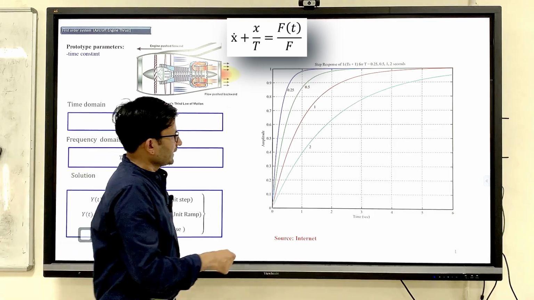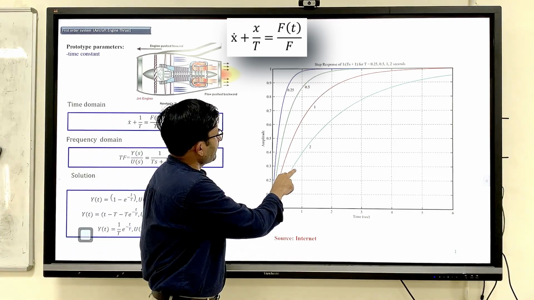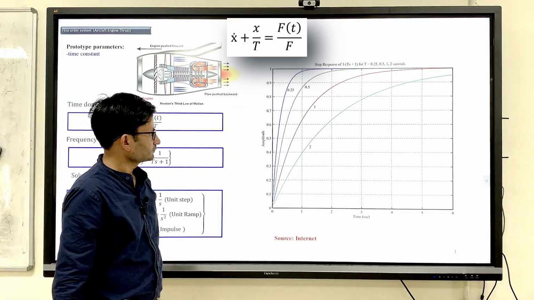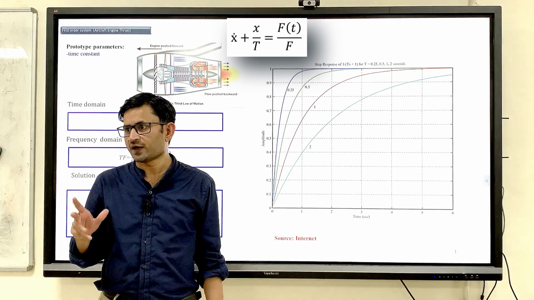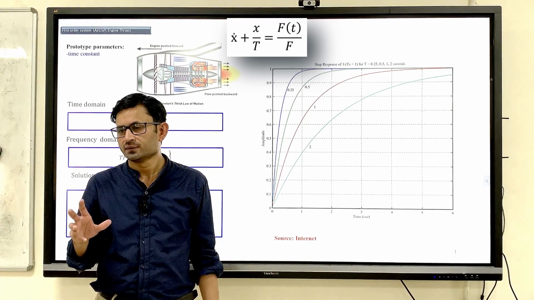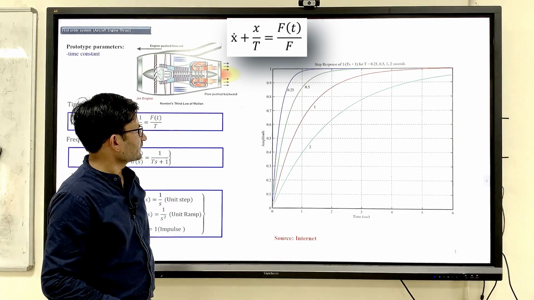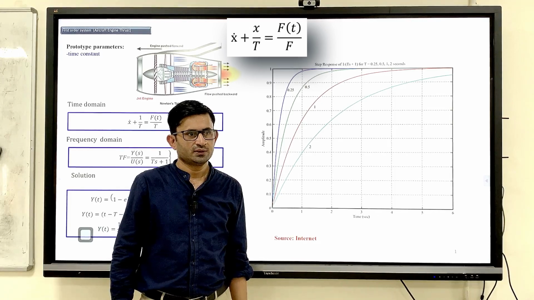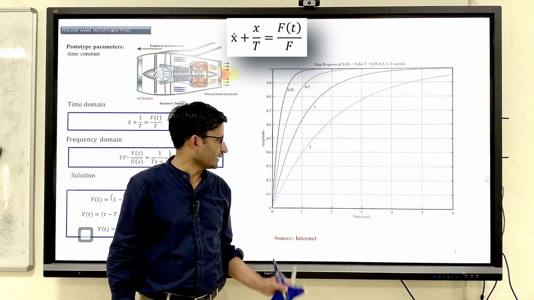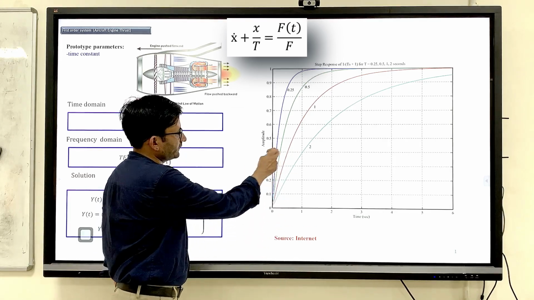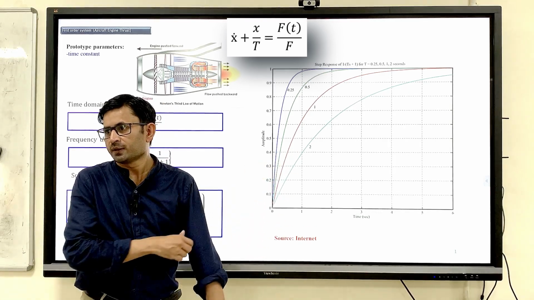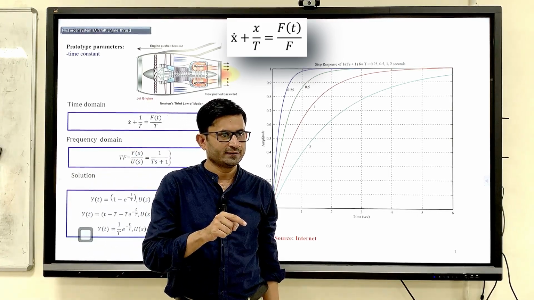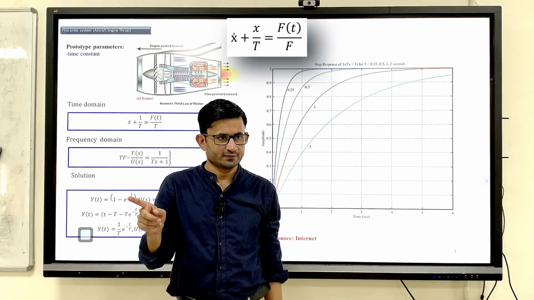So for example, if this T value is less, that means your system is fast, you can say. And if T value is high, you can say your system is slow, because at t equal to 1 you are getting 40% only. But when I say slow, do not confuse it with delay. Delay is a different thing.